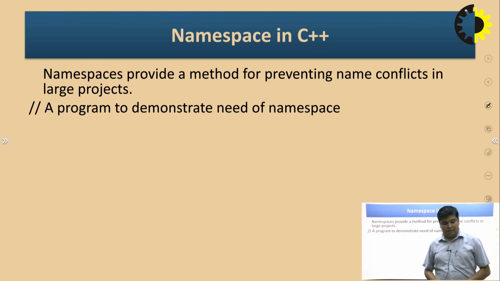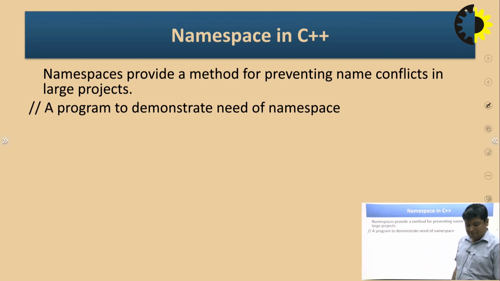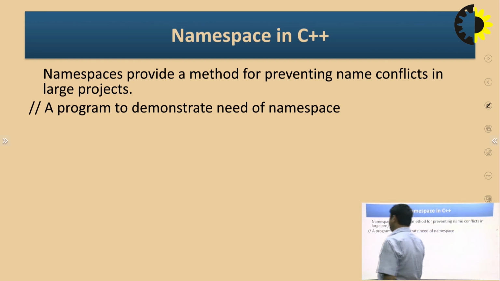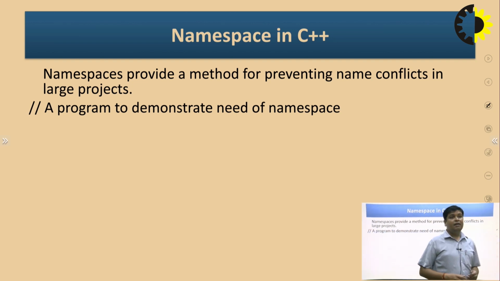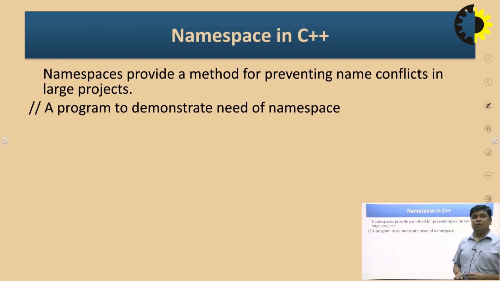Now, a very important topic in C++ is namespace. So, what is the purpose of namespace? Namespace provides a method for preventing name conflict.